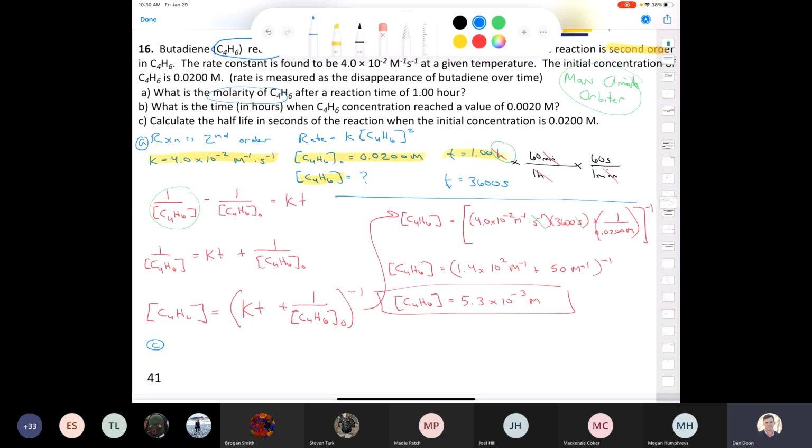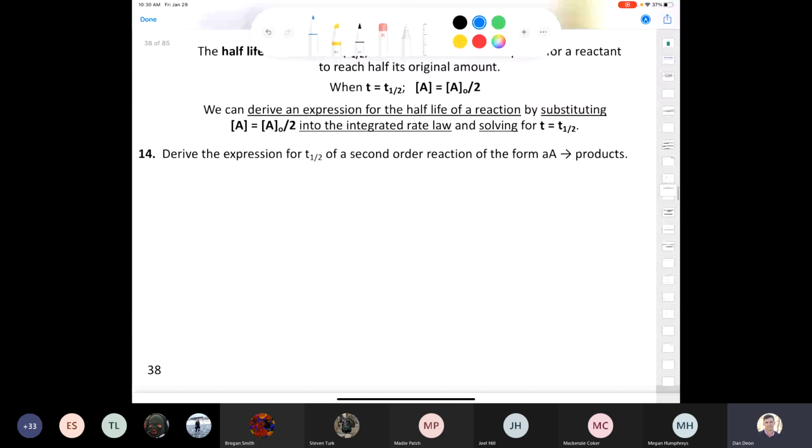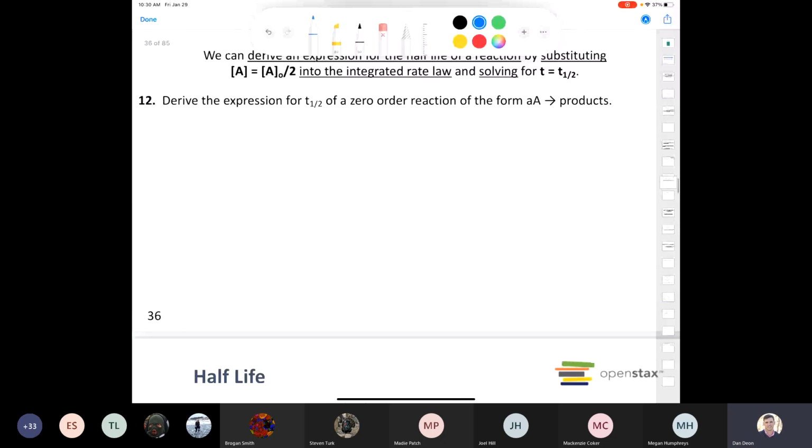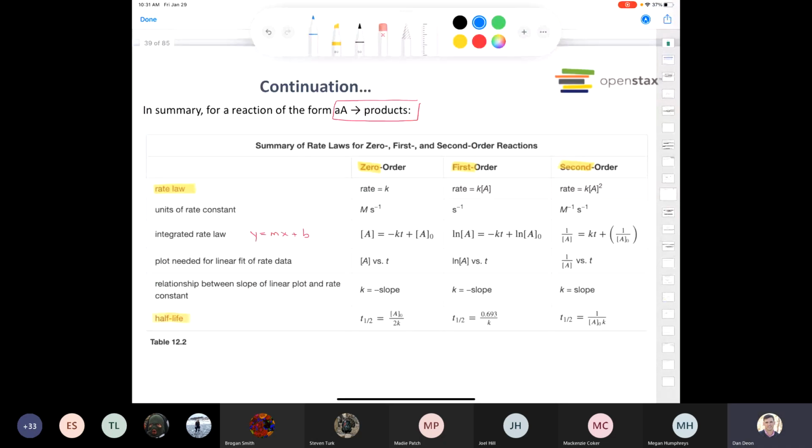It's asking you to calculate the half-life in seconds of the reaction when the initial concentration is 0.0200 molar. Well, you would look at the integrated rate law and the half-life that is derived from that. If you go back in our lecture videos, or if you showed up to every class, which I know you all did, we derived every half-life. I remember I did it with you. We did it for second order, first order, and zero order. And you should know how to recognize that.